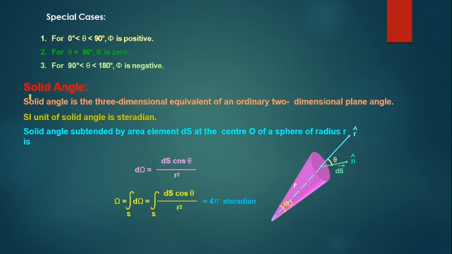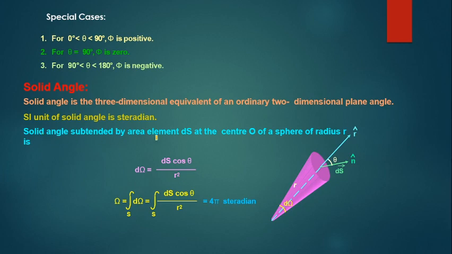So what is the solid angle? In a watermelon, the seller removes a small part of the watermelon to check whether the quality is good or not. That small part taken out from the watermelon is the same as a solid angle. The solid angle is the three-dimensional equivalent of an ordinary two-dimensional plane angle. The SI unit of a solid angle is steradian. This is the d omega.